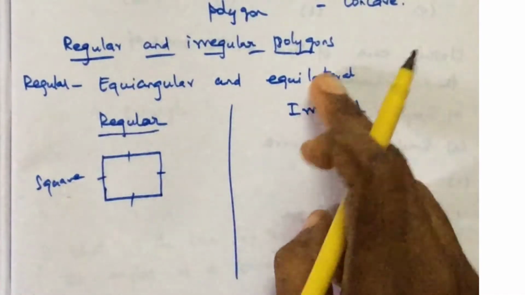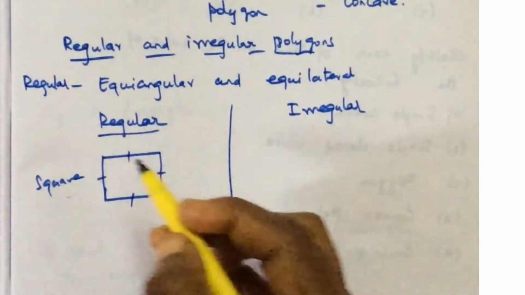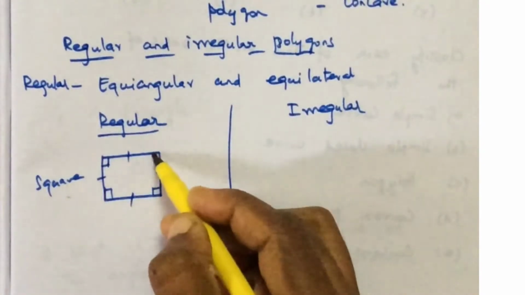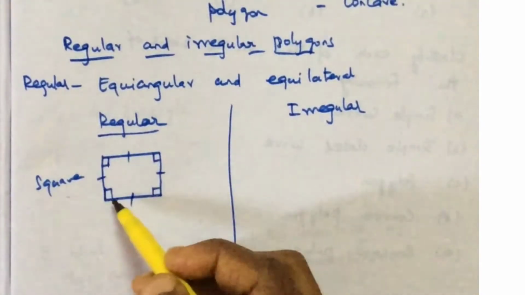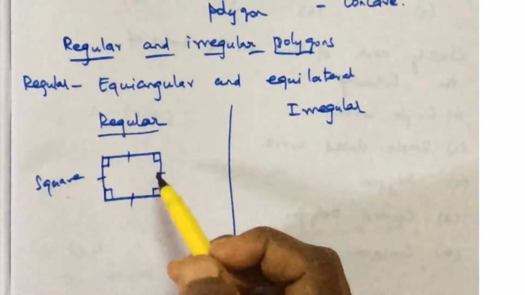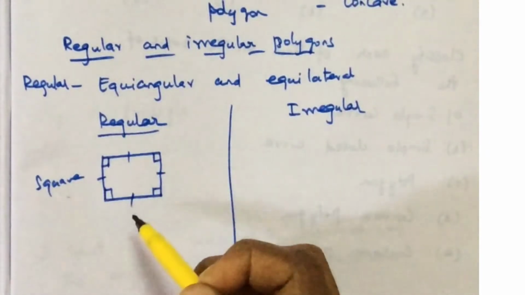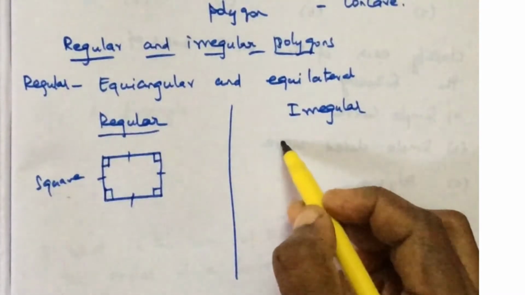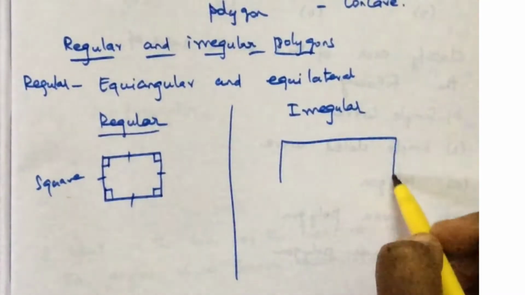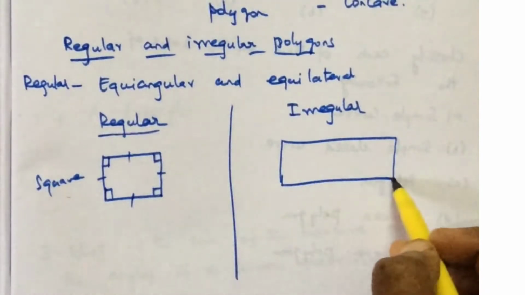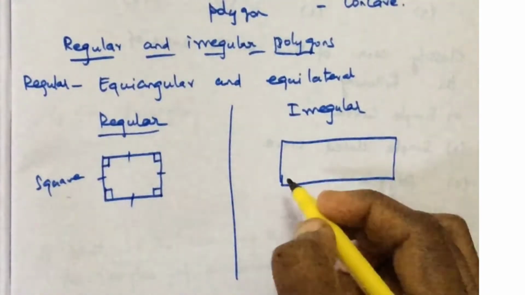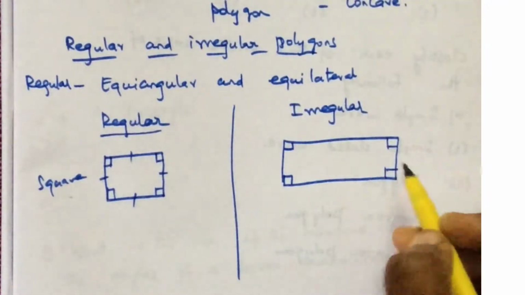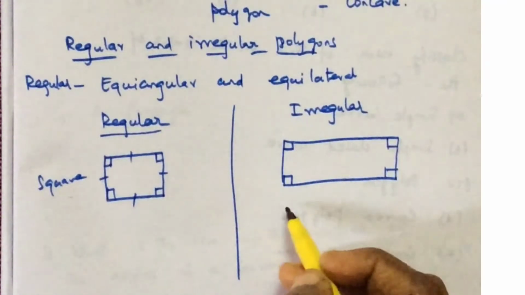so it is equilateral. Then what about the angles? All the angles are 90 degrees, 90, 90, 90, 90. All the angles are the same and all the sides are also the same. So a square is a regular polygon. One example for an irregular polygon is a rectangle. You can see here all the angles are the same, everything is 90, 90, 90, 90.